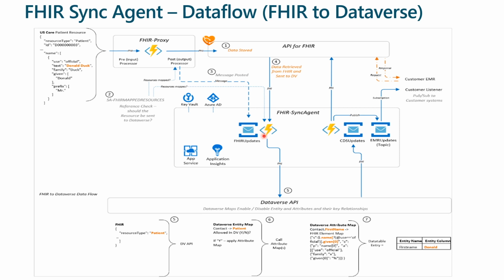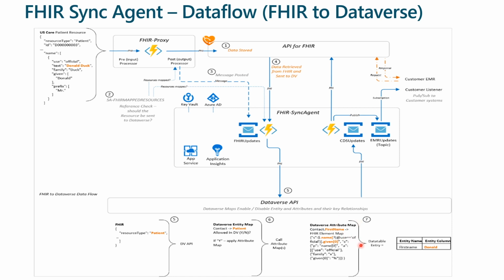Okay. Next, Sync Agent will verify if Dataverse has the maps for that resource, and if it has the map, it checks whether there is an attribute that is mapped to a Dataverse field. Once the entity and the attribute maps are found, it translates and updates the respective field.